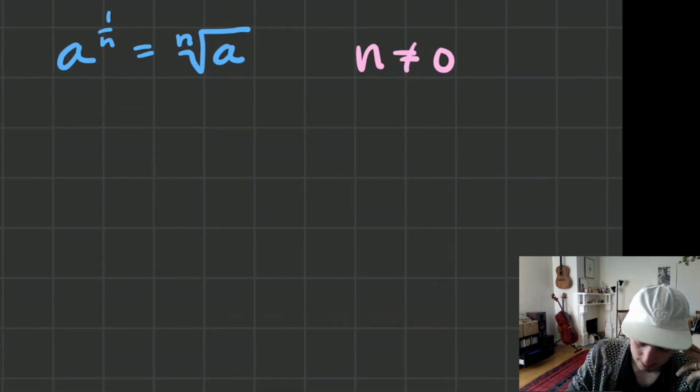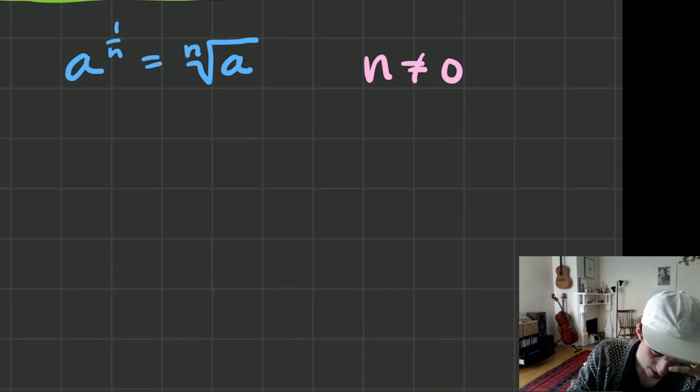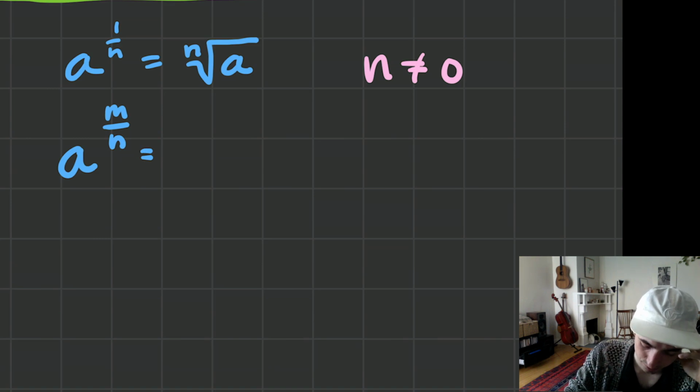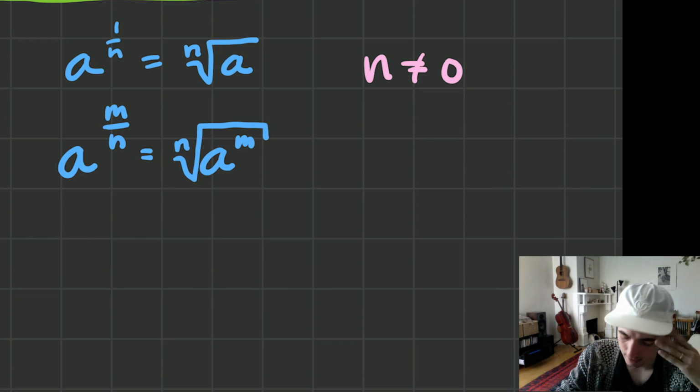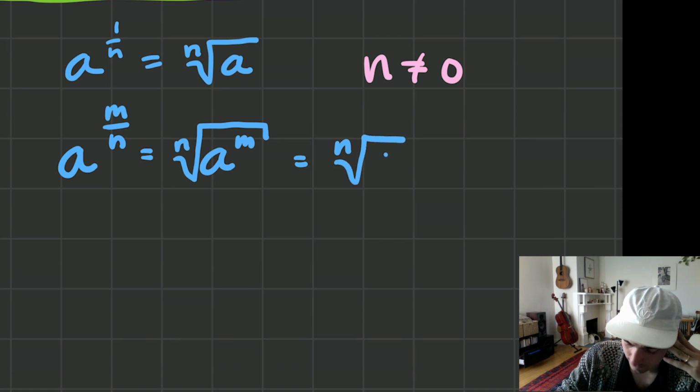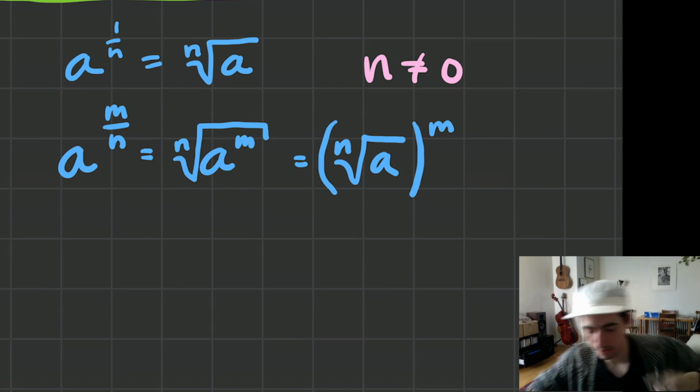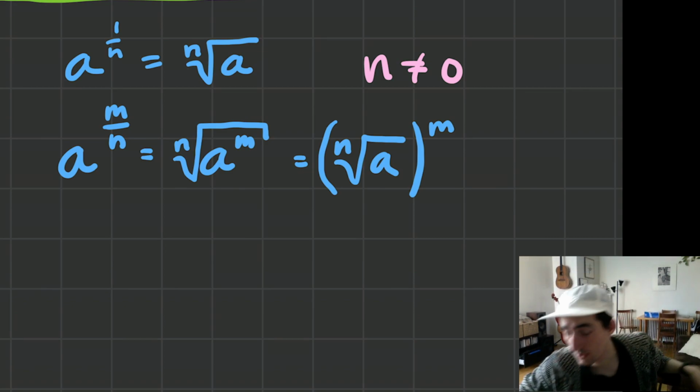Similarly, we have something very similar to this. If I have a to the power of m over n, that is equal to a couple things. It's equal to the nth root of a to the m, and I'll close this little square root like that so you know where the square root is ending. But it's also equal to the nth root of a all to the power of m. That whole thing. So these two things are all equal.